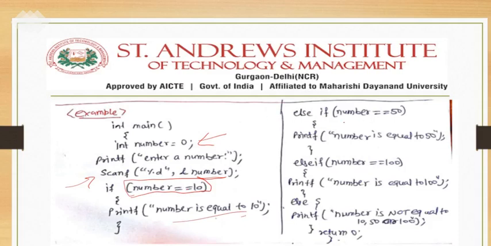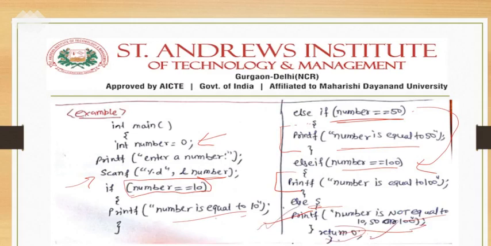If it is not equal to 10, then check whether the number is equal to 50. If it is 50, then print the statement written in this block. If it is false, then again come here and check the condition. If it is true, execute whatever is written in the block. If that is also false, then the last option is the else part only. Here no condition is available. It is the otherwise option. If all the previous conditions are not satisfied, that means the number is not equal to 10, 50 and 100, it will print the same. And at last we have written return 0. Why?